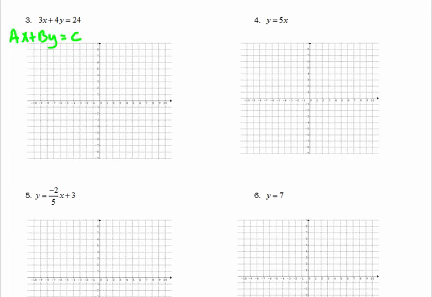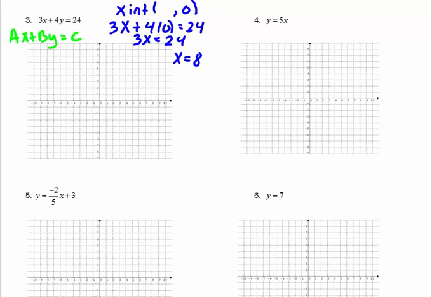So again, how do we find the x-intercept? To find the x-intercept, we let y be 0. When we let y be 0, you get 3x plus 4 times 0 equaling 24. Well, 4 times 0 is 0, so I just get 3x equaling 24. When I divide by 3 on both sides, I get x equaling 8. So my x-intercept is (8, 0). So put a dot at 8.